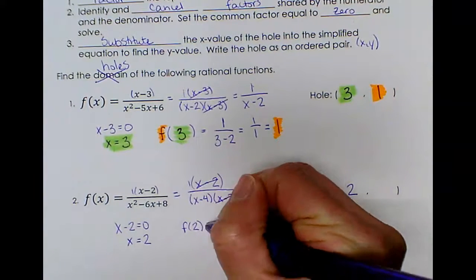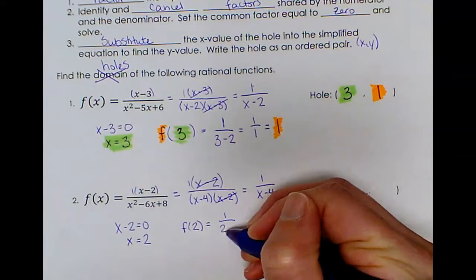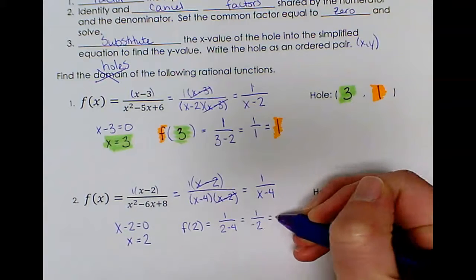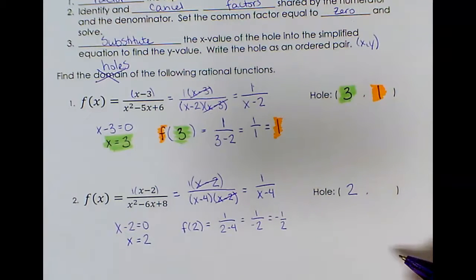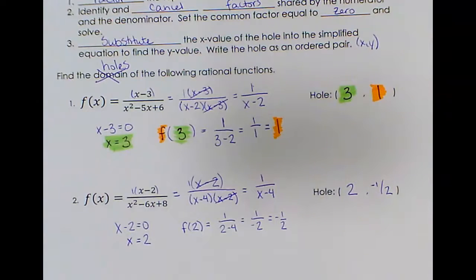F of 2 equals 1 over 2 minus 4. 2 minus 4 is negative 2. So this is negative 1/2. The y value is negative 1/2. So my hole happens at (2, negative 1/2). There is a hole in the graph.